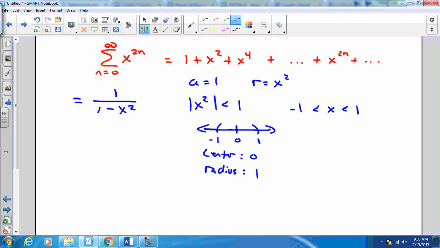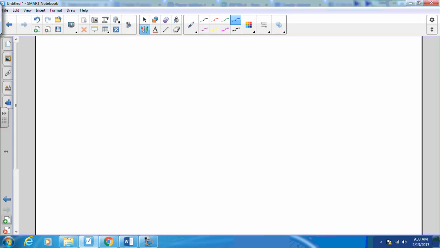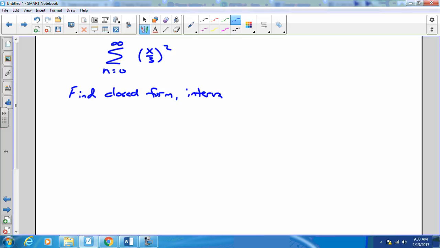You guys try one. Good. Find the closed form and the interval of convergence.